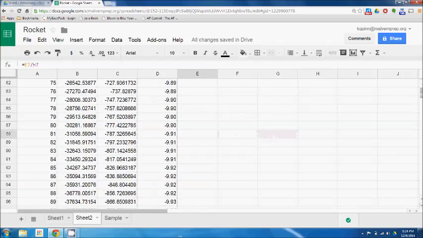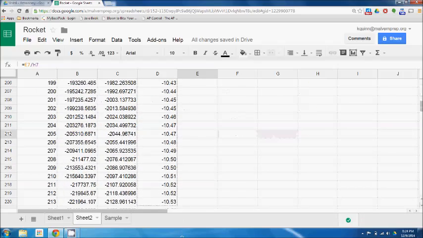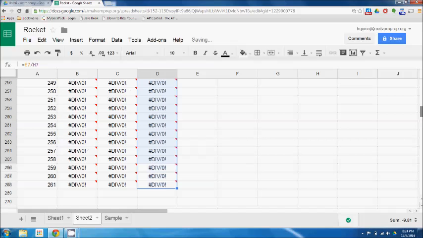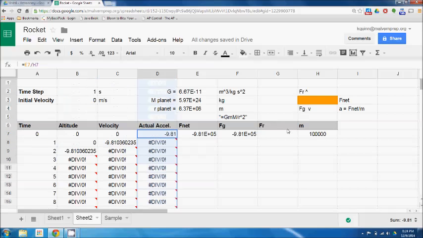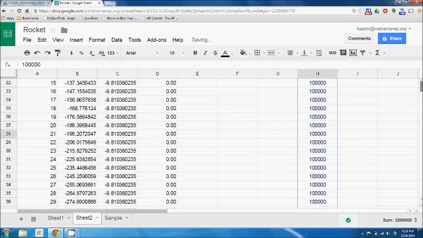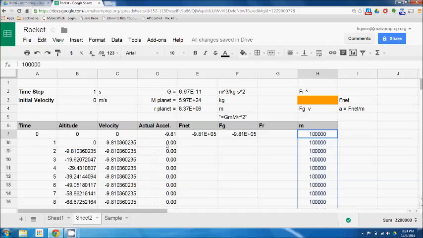Let's drag this all the way down. Uh-oh, I broke something. Let's see, divided by H7. Oh, it's saying that there's no mass after the first one. That's okay. Let's just give it a mass for the time being so that it doesn't get too upset with me. Oh, and these formulas aren't copied down. Okay, but either way, you see that the actual first acceleration is negative 9.81, exactly where it was.